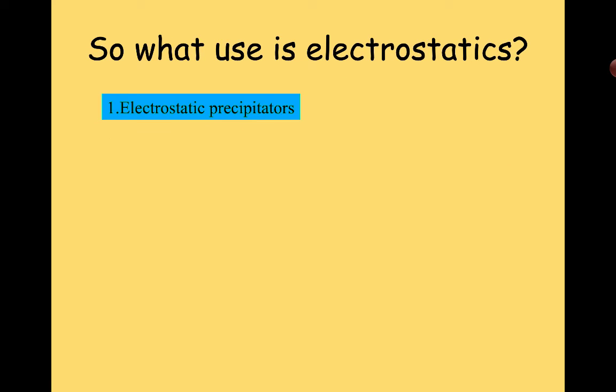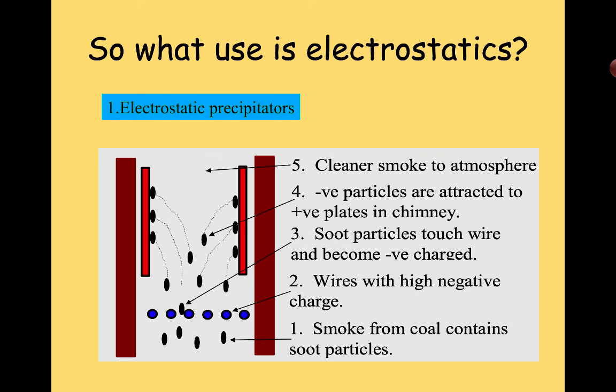So what use is electrostatics? The first one is helping us with the environment. So this is, for example, a chimney in a coal-fired power station. Number one, smoke from coal contains soot particles. As those soot particles pass through this negative charge here, this grid, they become negatively charged.